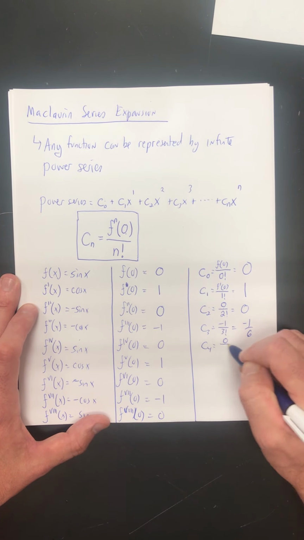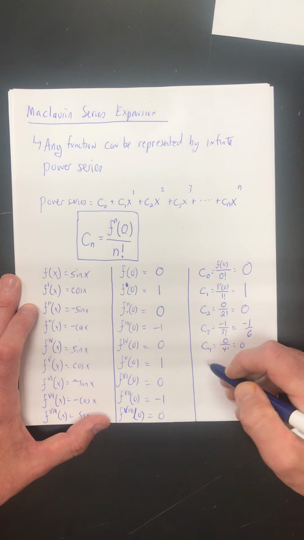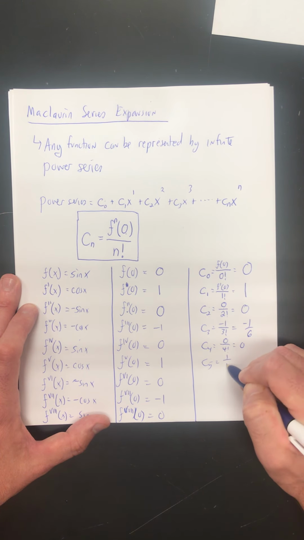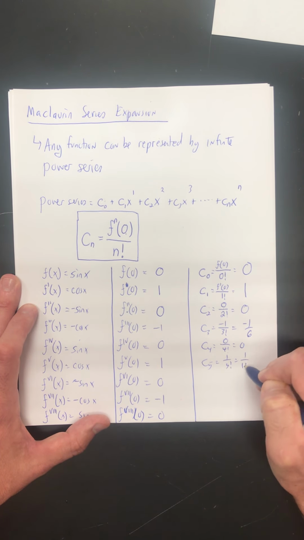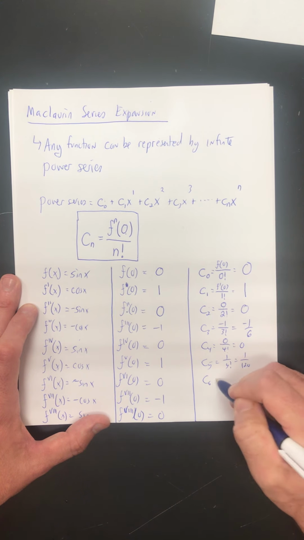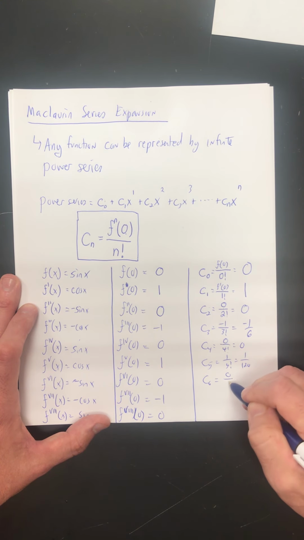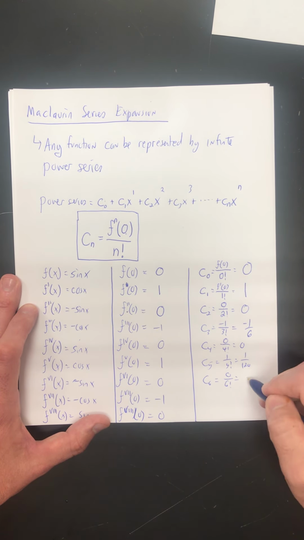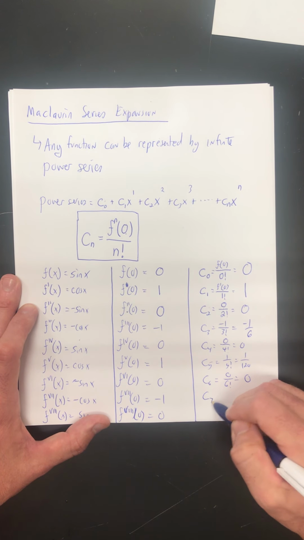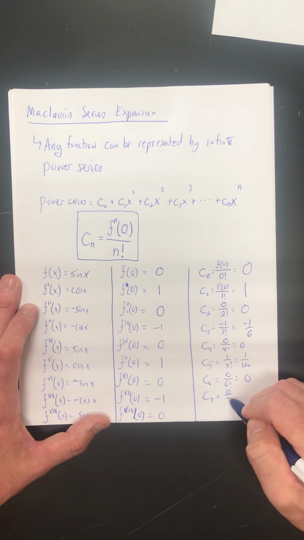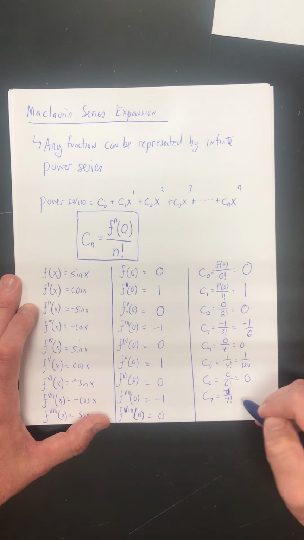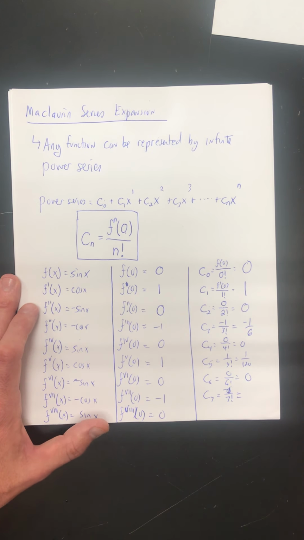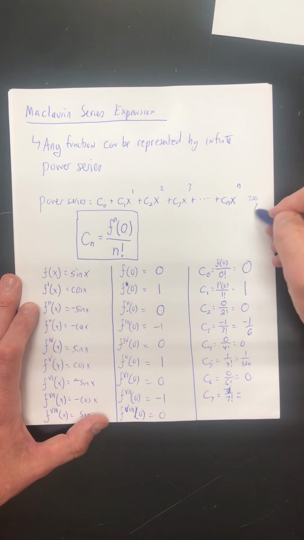C4 is going to be 0 over 4 factorial, which is 0. C5, 1 over 5 factorial, 1 over 120. C6 is 0 over 6 factorial, which is 0. C7 is negative 1 over 7 factorial, which is a really big number that I have to remember right now. I'm just going to calculate it real quick.